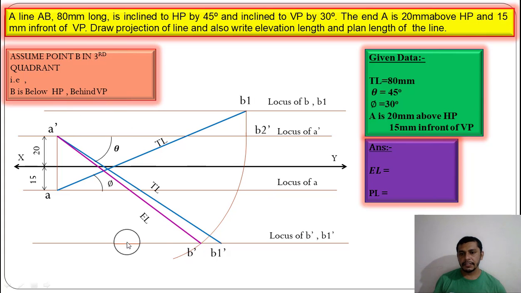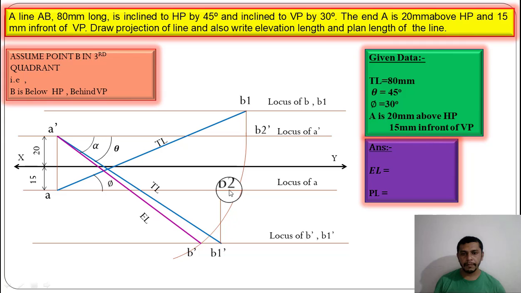Join B dash to A dash, which will be our elevation length, and the angle of the elevation length will be alpha. Now if you want to draw the plan, draw a straight line from B1 dash to the locus of A. We will get the intersection at B2. Now measure A to B2. We can say that AB2 is our plan length.